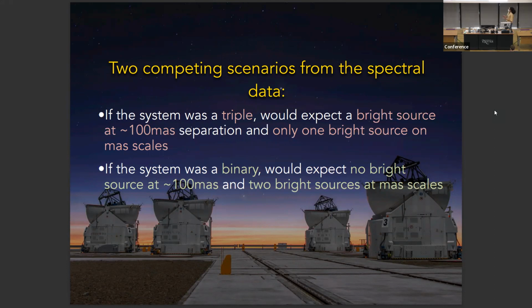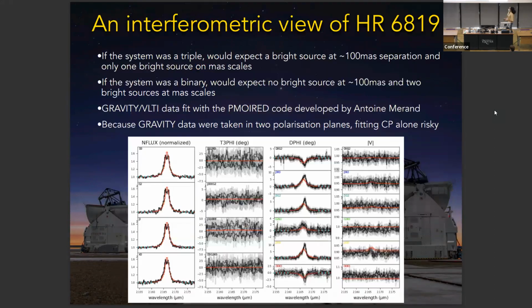And if it was the triple system with a black hole, we'd expect a bright source at 10 or 100 milliarcsecond scales, and only one bright source at milliarcsecond scales. And if the system was a binary, we'd expect no bright star at those 100 milliarcsecond scales and two bright sources at milliarcsecond scales. And so we needed new data to determine the difference here. And so I'm going to take you on a journey of the fitting process that we did to determine the true nature of the source.